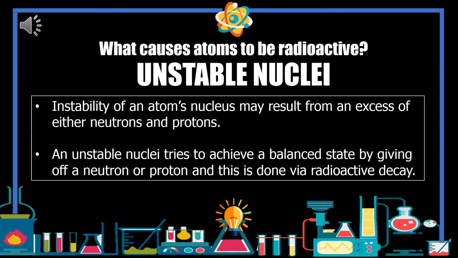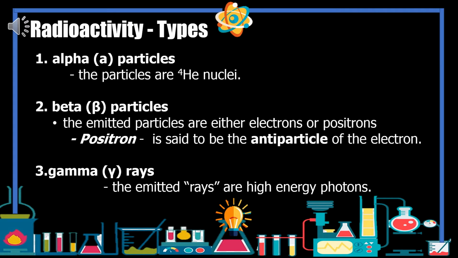A radioactive atom has to eject the excess nucleons by releasing energy in other forms like radiation. So again, instability of an atom's nucleus may result from an excess of either neutrons or protons. An unstable nucleus tries to achieve a balanced state by giving off a neutron or proton, and this is done via radioactive decay. Since we already grasped the concept of radioactivity, let us proceed to its types.